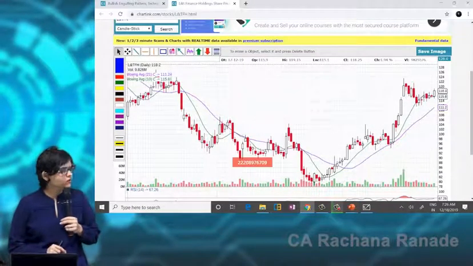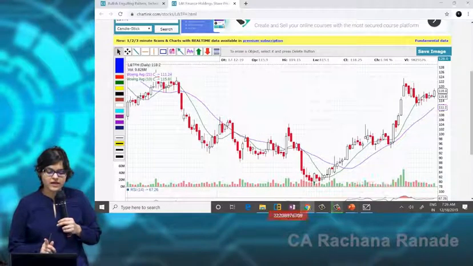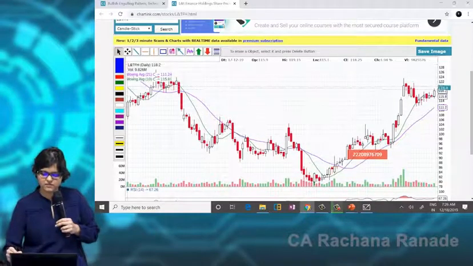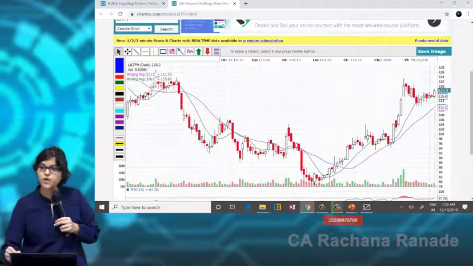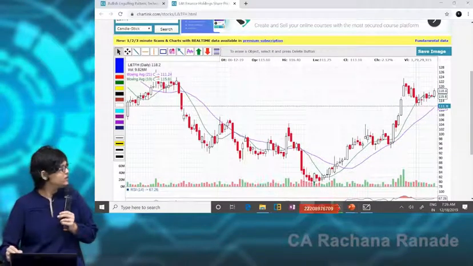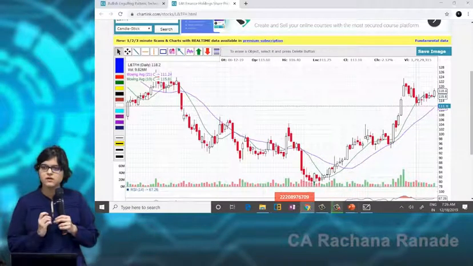What do you have to check? Towards the end. Towards the end means here. Here, is it formed or not? The very first thing, do you feel it's a convincing bullish engulfing candlestick?